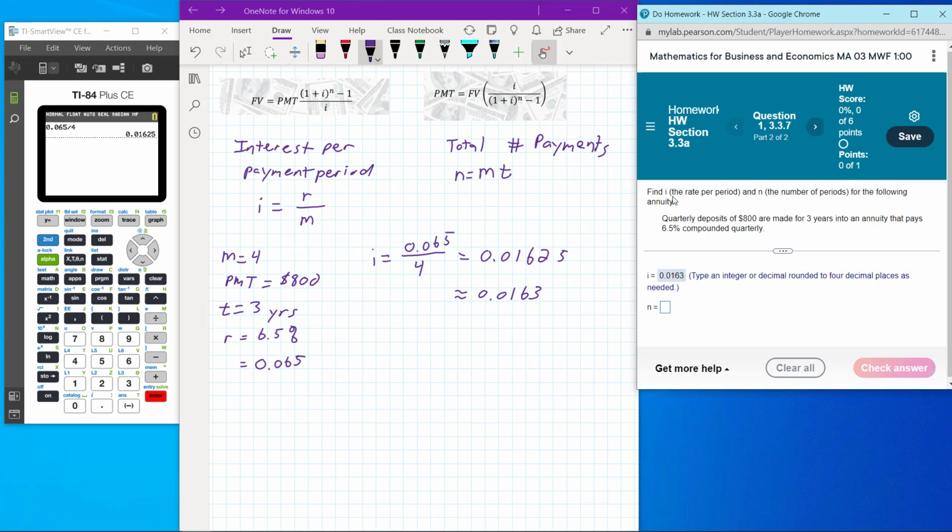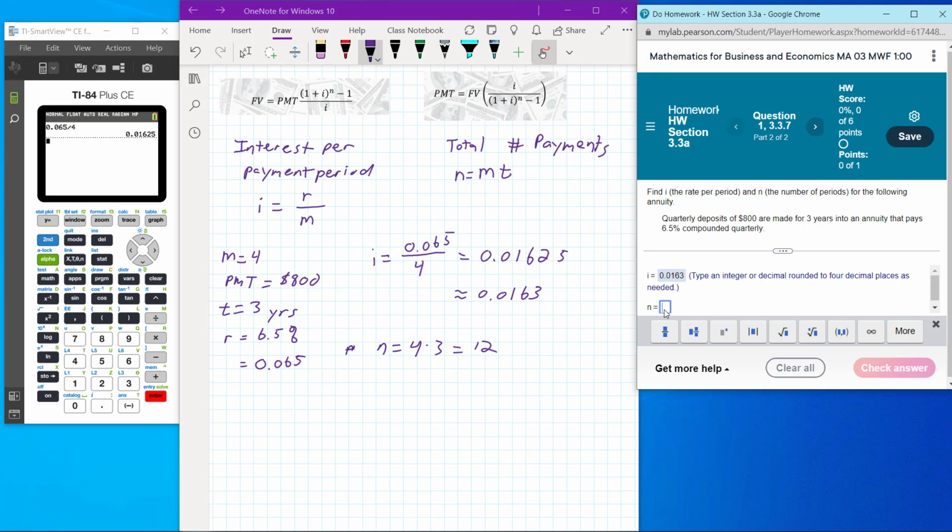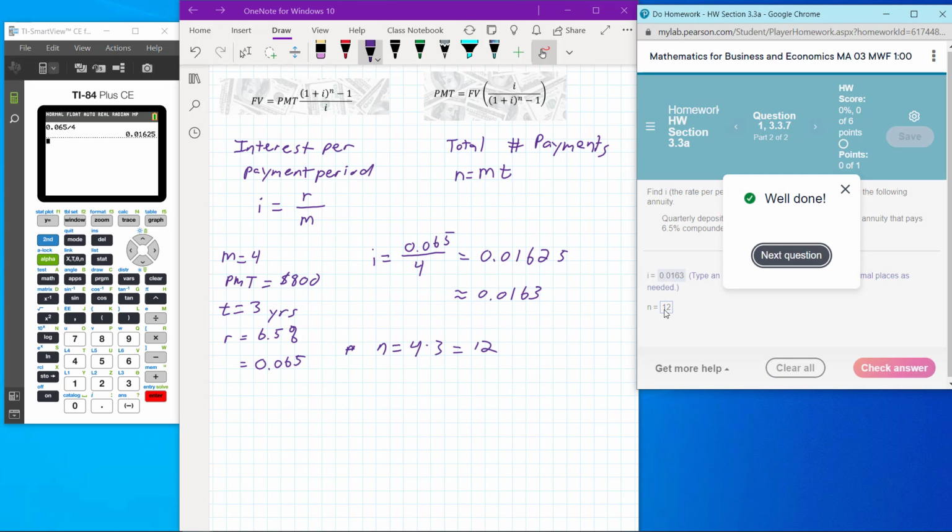Okay. Now the next one is N, and remember N is equal to M times T. Well, M is going to be equal to 4, and then T is equal to 3. And we can do that. 4 times 3 is 12. So we'll have a total of 12 payments for this particular financial instrument. And there you go. That is how you do the first problem.